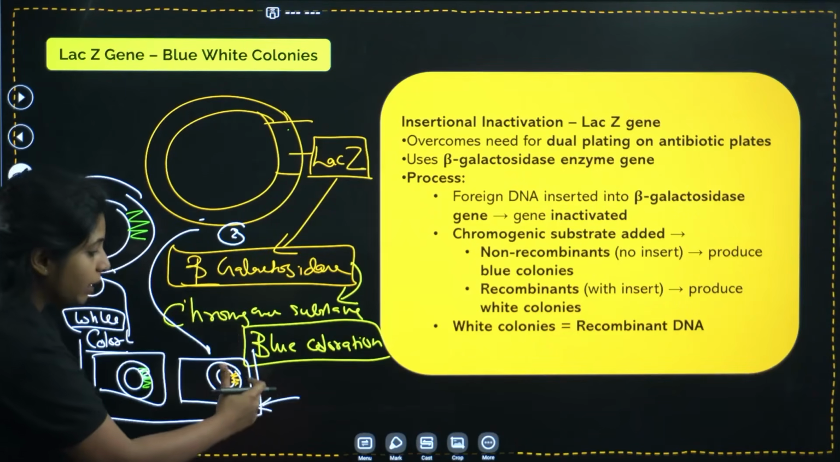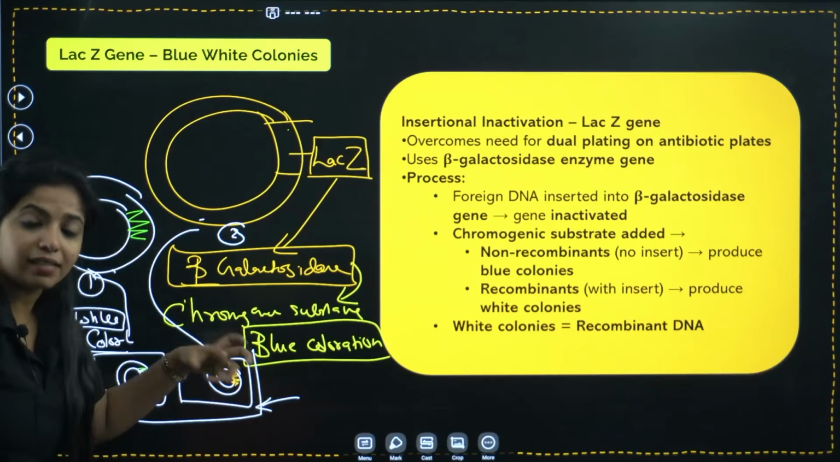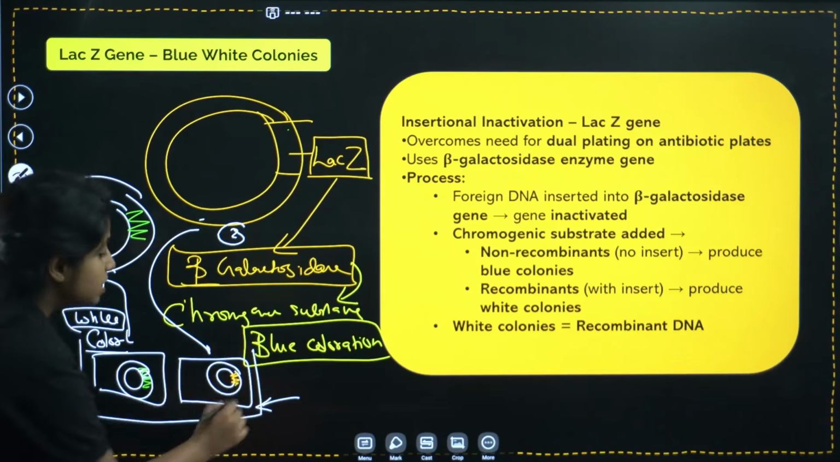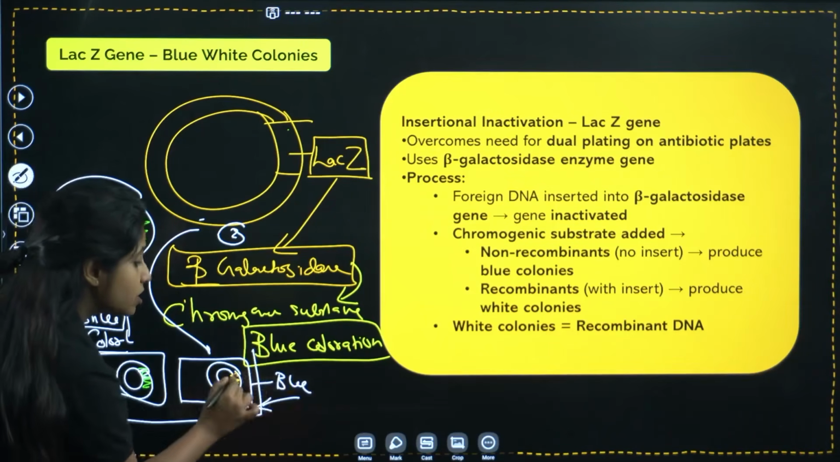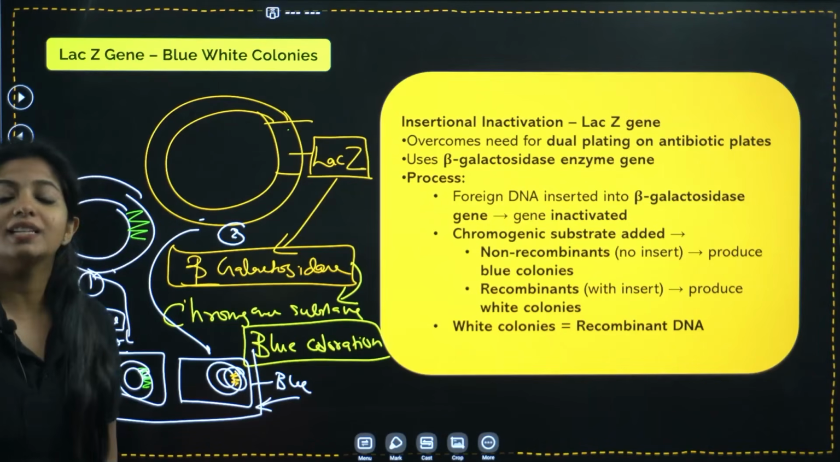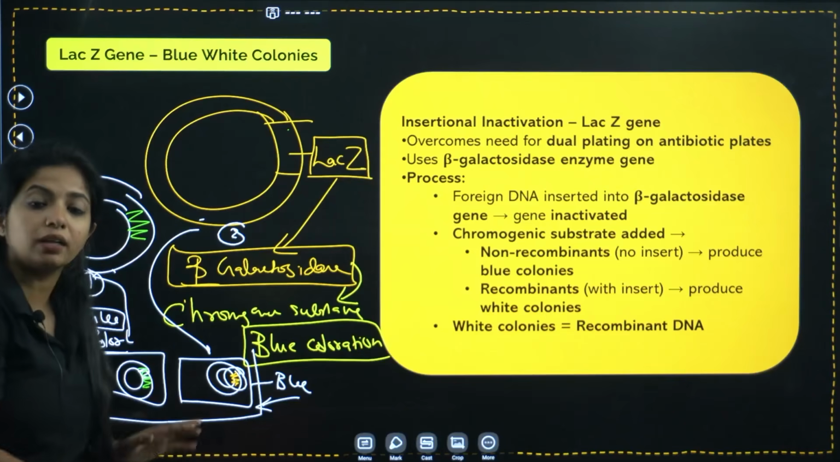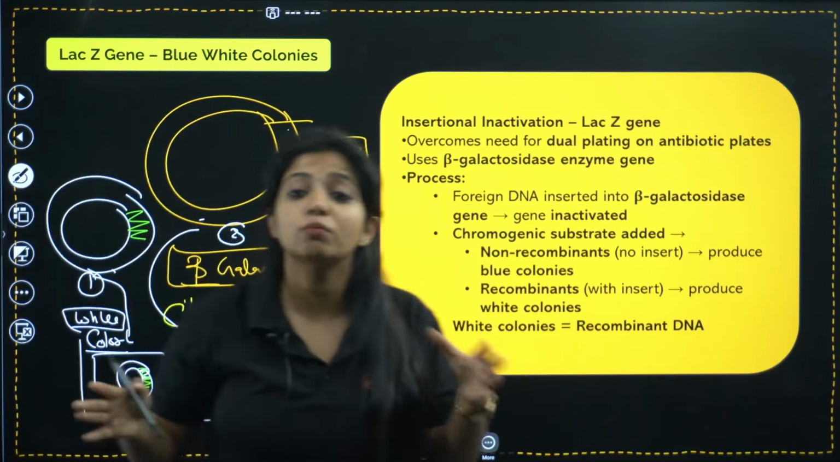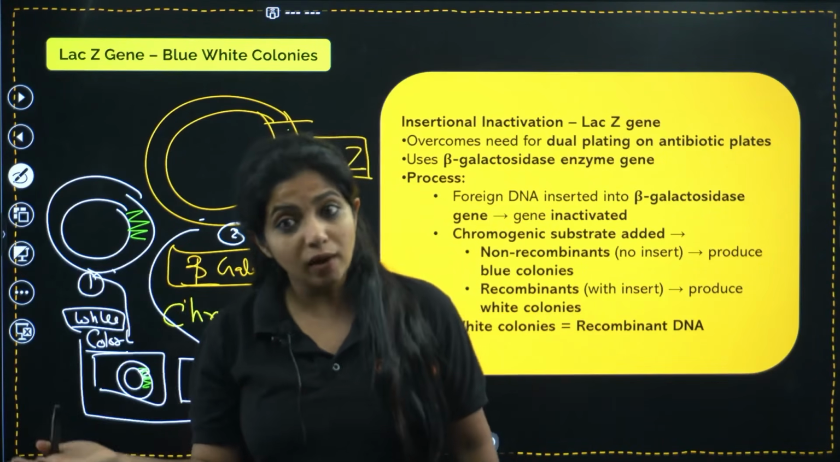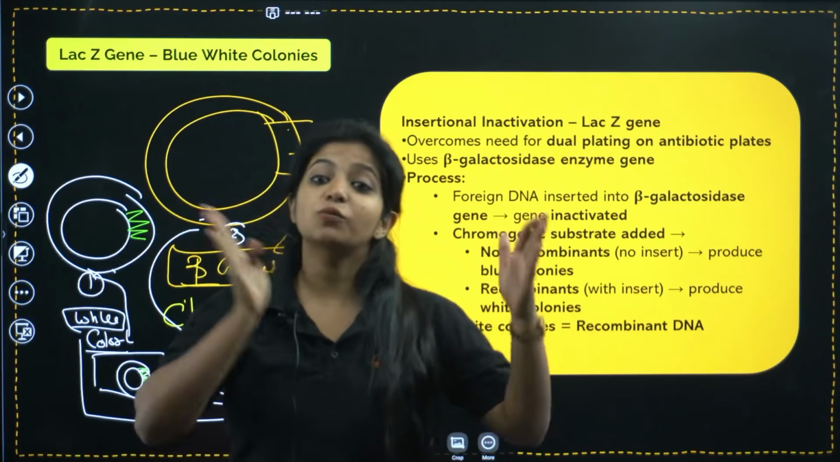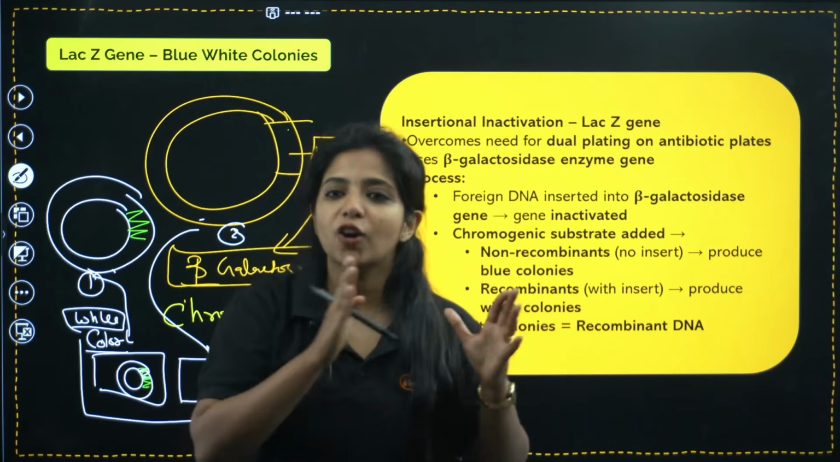On the other side, my dear children, if at all you see this side, the cells will be dividing, and over here you will see blue color colonies. Why? Because you still have the beta-galactosidase enzyme to do this. So basically in one single plate only you are able to understand this. Why? Because there are two different colorations being formed, blue and white. The blue one is the non-recombinants, and the white ones are the recombinants.